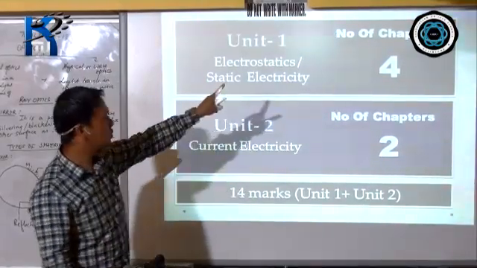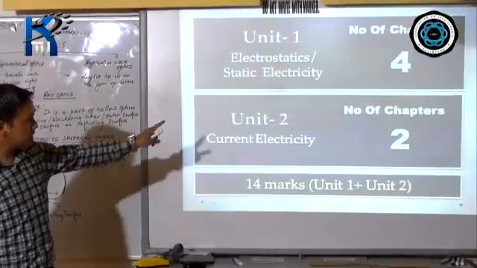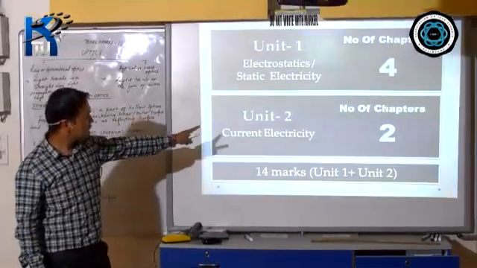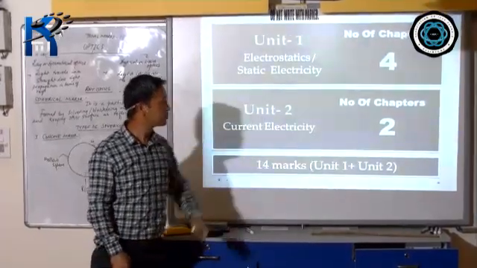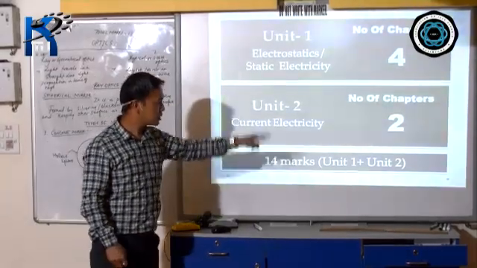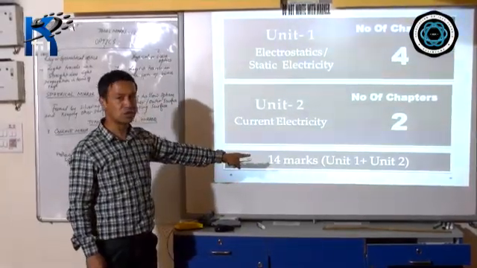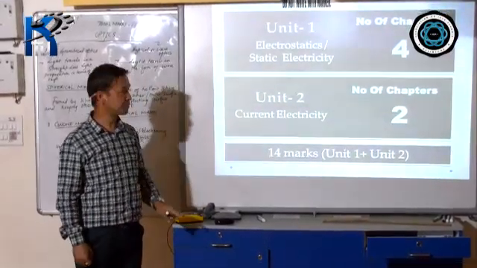So in unit 1, we have 4 chapters, followed by unit 2. The next very important unit in physics is current electricity. In this unit you have a total of 2 chapters. Combining unit 1 and unit 2, out of 70 marks you will get 14 marks of questions. So unit 1 and unit 2 comprise 14 marks of questions.